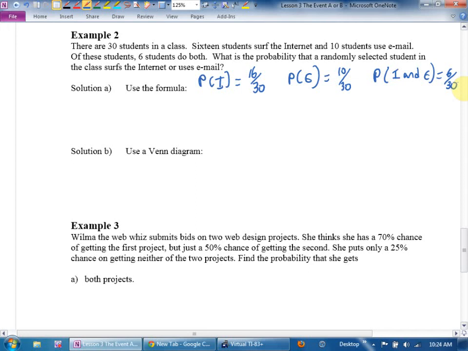I know that the probability of I or E is the probability of I plus the probability of E, minus the probability of I and E. 16 plus 10, take away 6, is 20.